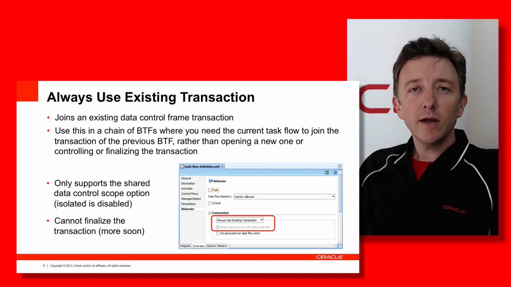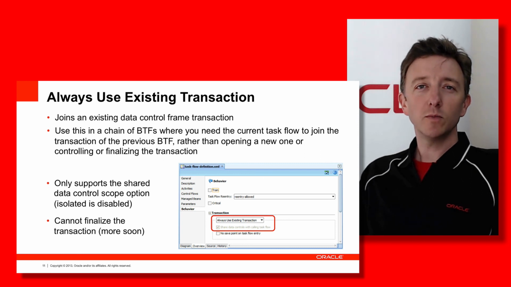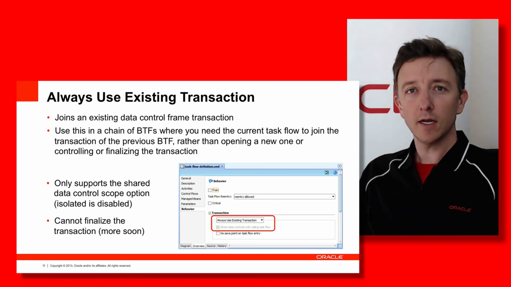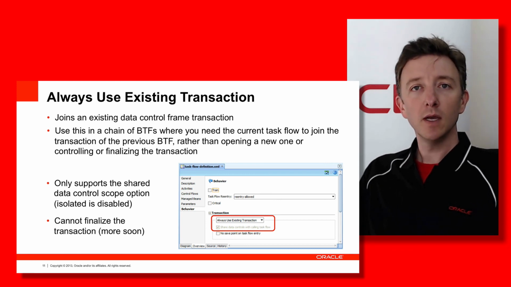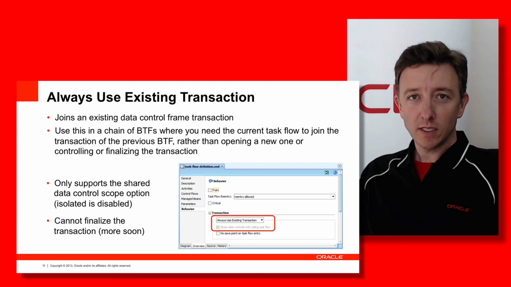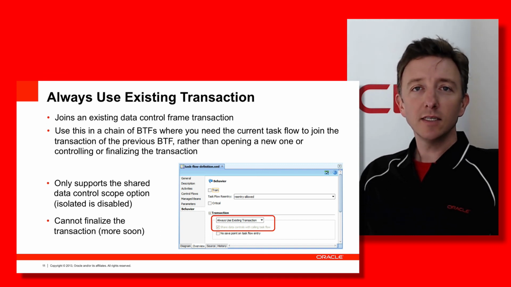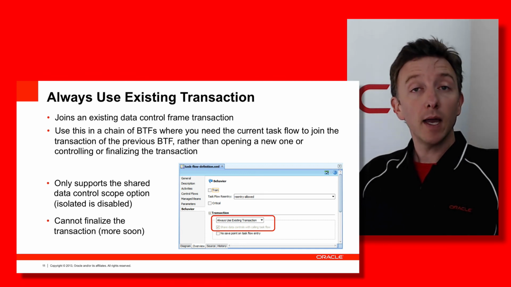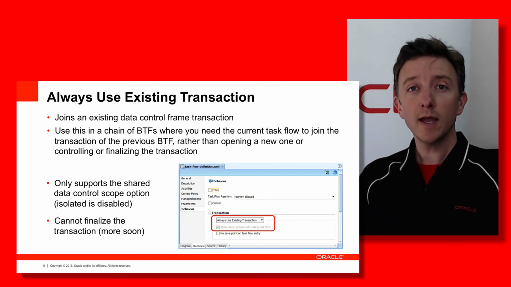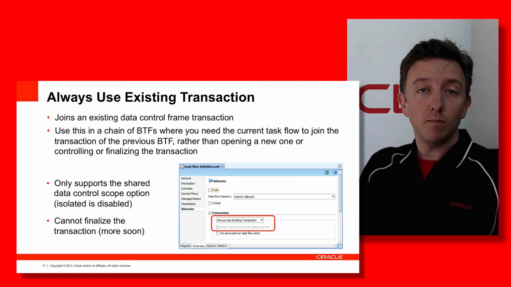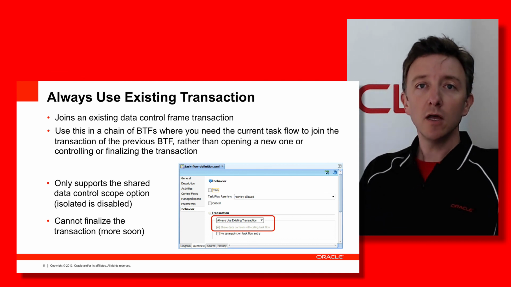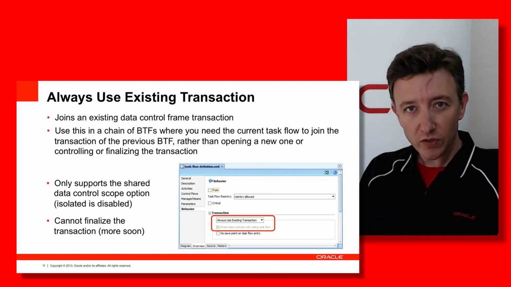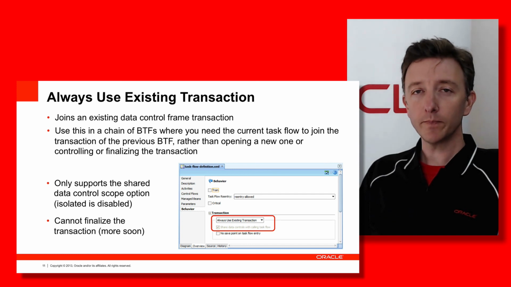So in that scenario, we really do need a transaction option that says this BTF is not going to start a transaction and wants to join a transaction on the frame. So that option is the always use existing transaction option. And essentially this option says, well, when I join a set of bounded task flows, essentially there's a data control frame underway, I will not enforce or create any transaction, but I will check that there is a transaction on the frame, or otherwise at runtime I will refuse to join that data control frame.